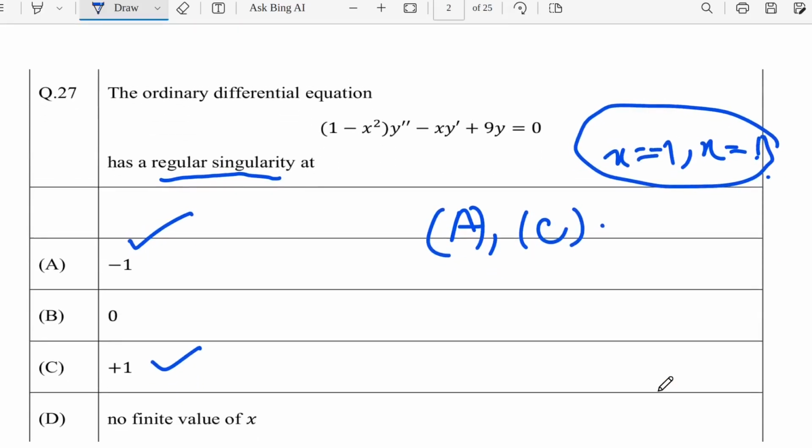So this is the first question. An ordinary differential equation is there, and it has a regular singularity at which point? The answer is -1 and +1.